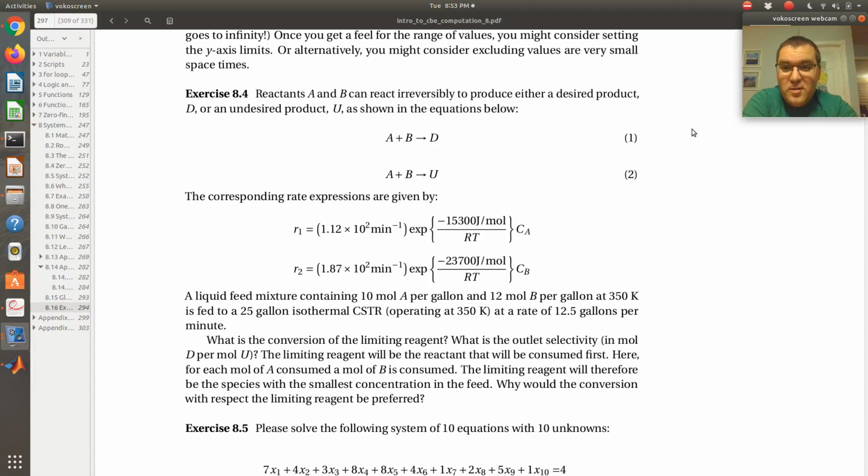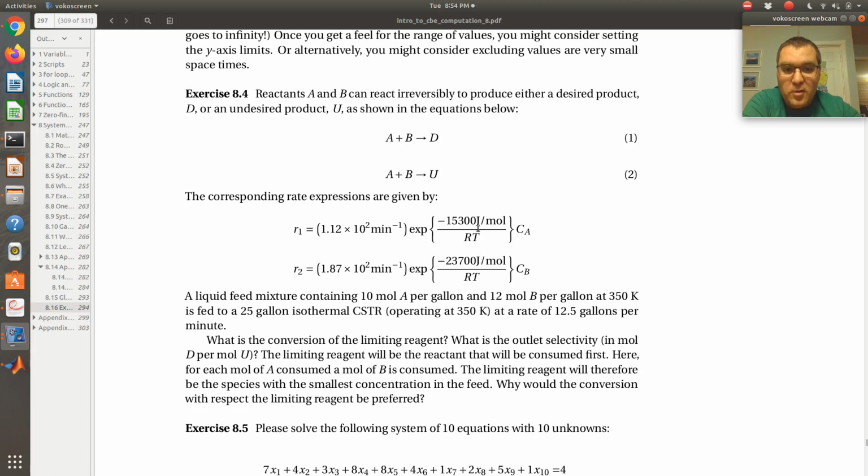All right, so this is the first question we've received on exercise 8.4. Exercise 8.4 is going to be very similar to 8.3 in that we have multiple reactions taking place in an isothermal CSTR. So here we have A plus B goes to desired product, and then we have this parallel side reaction in which A plus B reacts to form an undesired product.